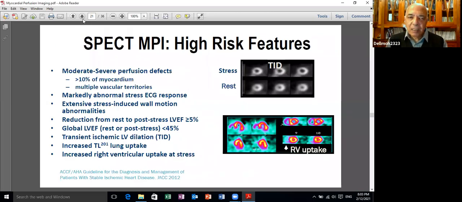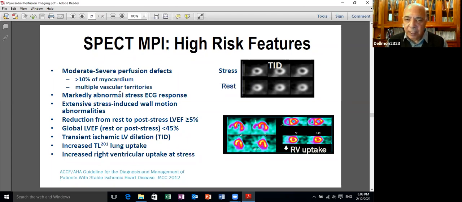Now, what are the high-risk features? The first three of these high-risk features are very readily appreciated by every one of you. Moderate or severe perfusion defect, particularly if 10% of the myocardium or more is involved, and particularly if there are multiple vascular territories that show reversible ischemia. Also, markedly abnormal stress ECG response, as I told you, that should not be ignored in the report. And if you have extensive stress-induced wall motion abnormalities. But the problem is what we call balanced ischemia.